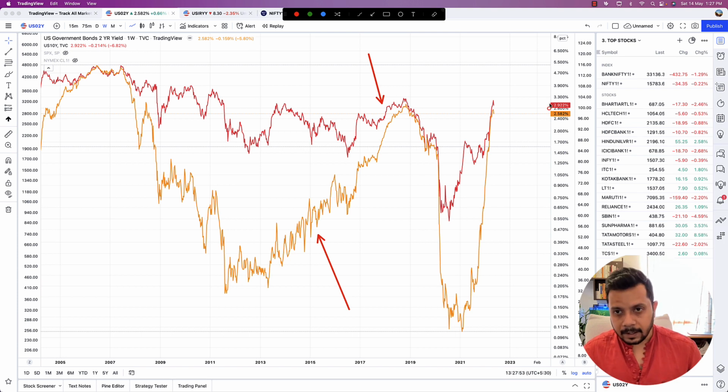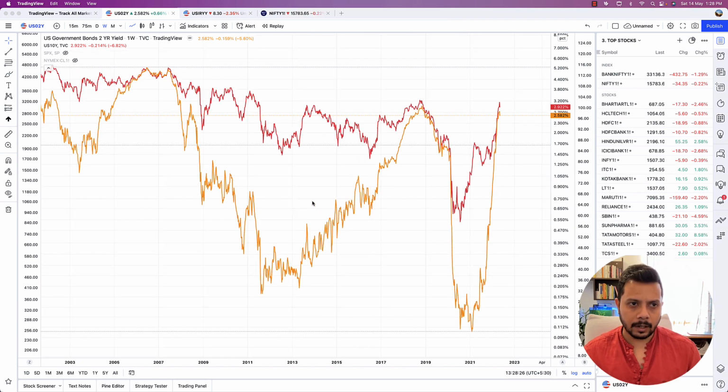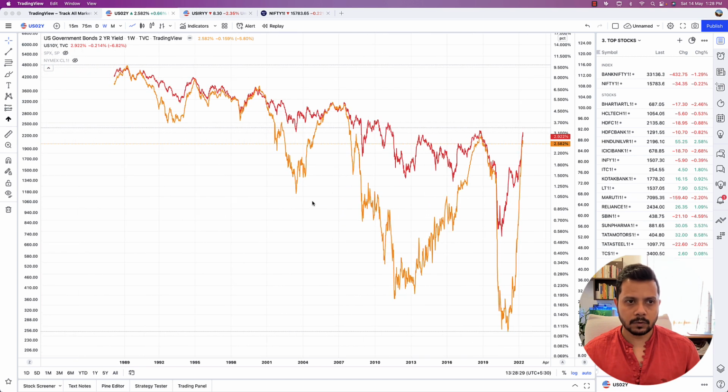You can notice right at this juncture, the 10-year is still above the 2-year, but they are very, very close to each other. And when they come very close to each other, it causes concern. And when the 2-year flips above the 10-year, it's called a yield curve inversion, an inverted yield curve, which is generally considered, since the 1980s or even before that, to be a sign of upcoming recession.